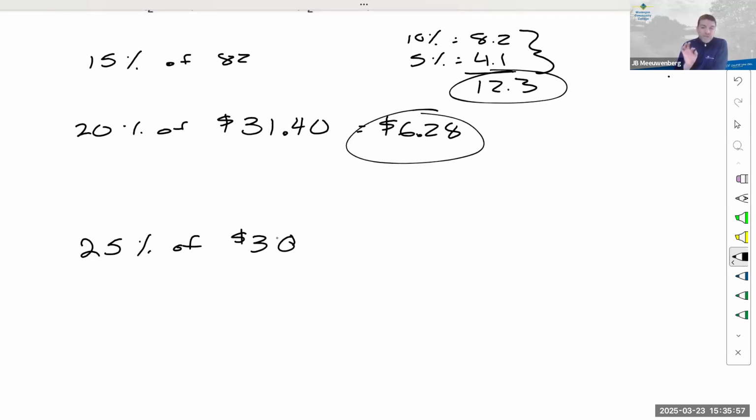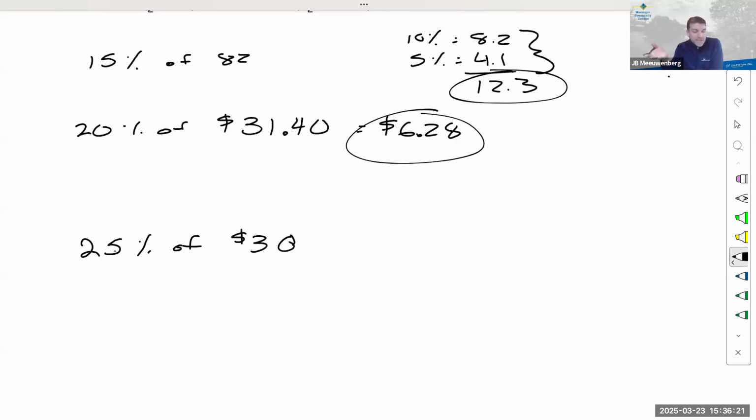25% of 30. Okay, so first we're going to take 10%. 10% is 3. I'm just going to talk through it without writing it. 10% of 30 is 3. 20% would be 3 doubled, which is 6. And then we have got to add another 5%, which would be half of 3, which is 1.5.